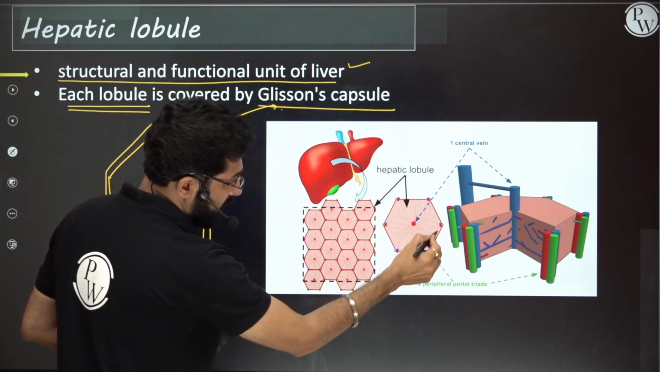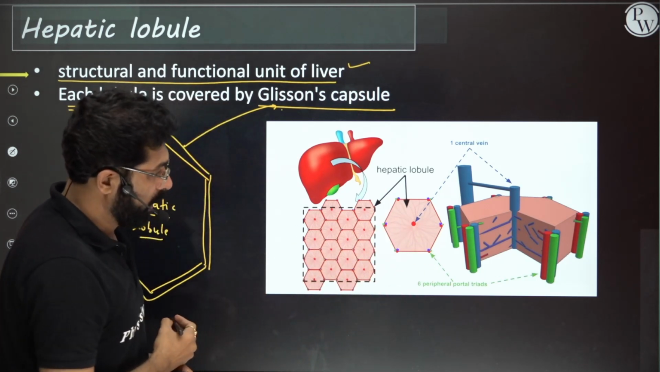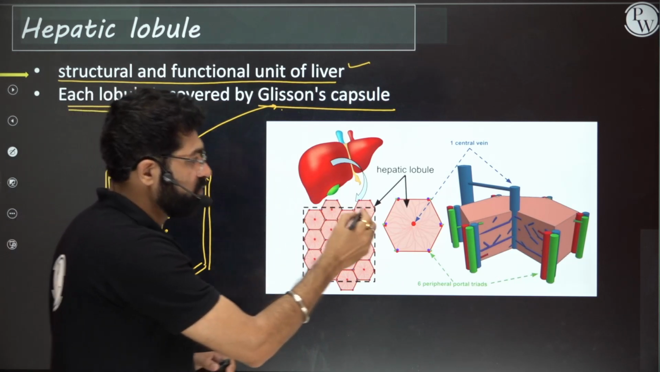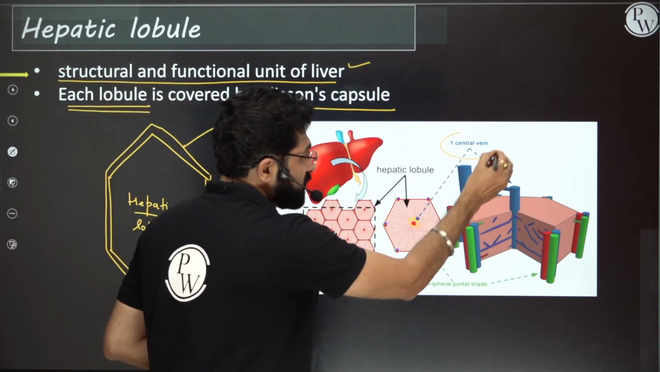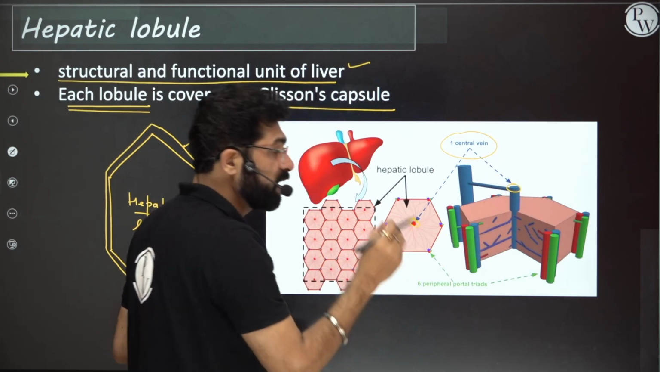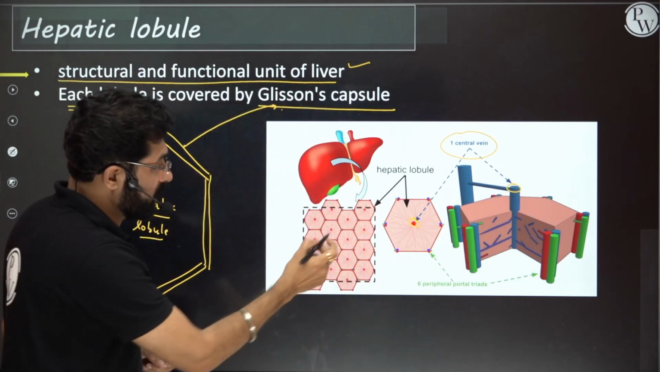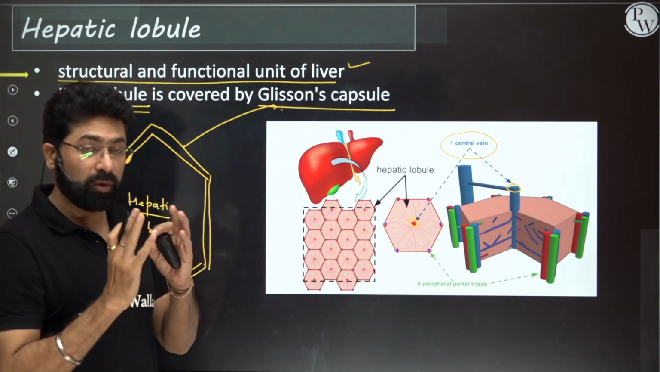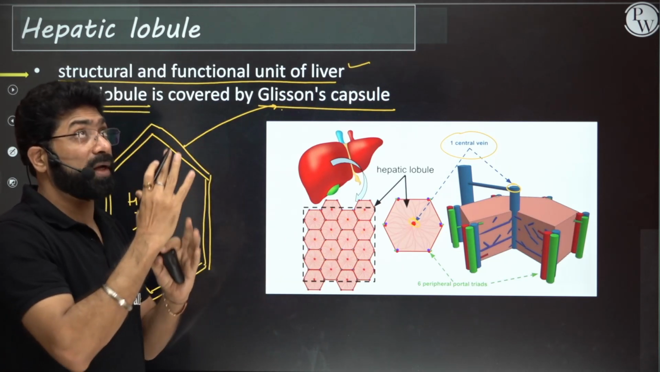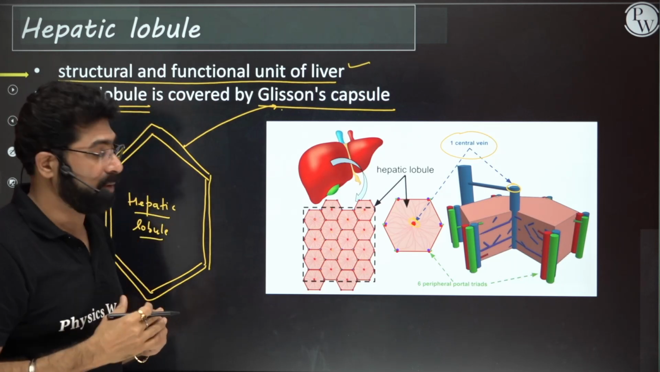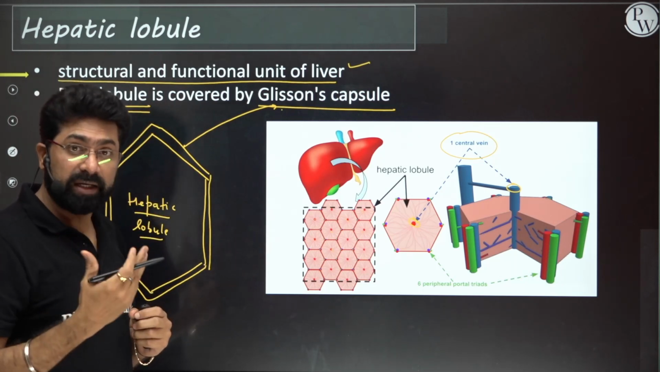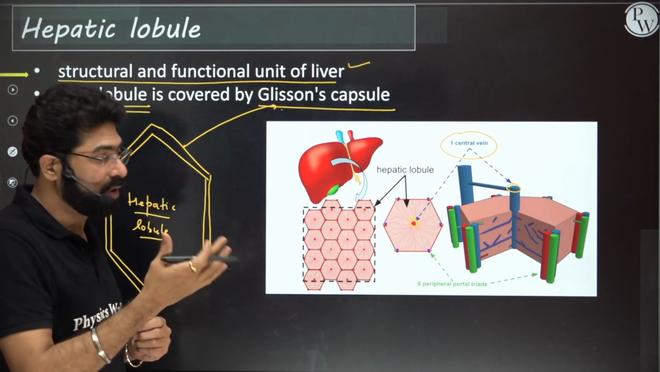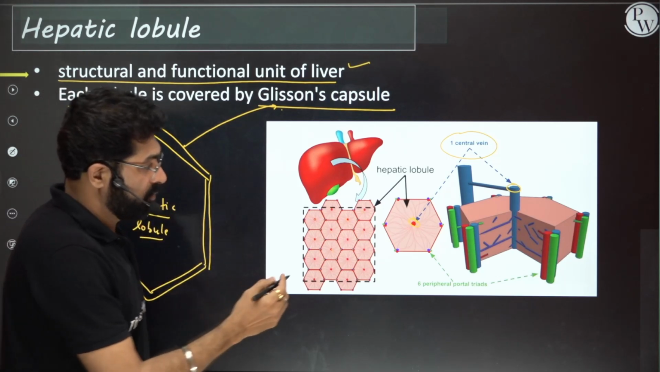You can see it is hexagonal in shape here, and you can see many lobules, and in each lobule you will find one central vein. So one central vein is present in each lobule. These central veins are going to come together and dump their content in the hepatic vein, which is going to lead to the inferior vena cava and ultimately to the heart. So let us see further more details.